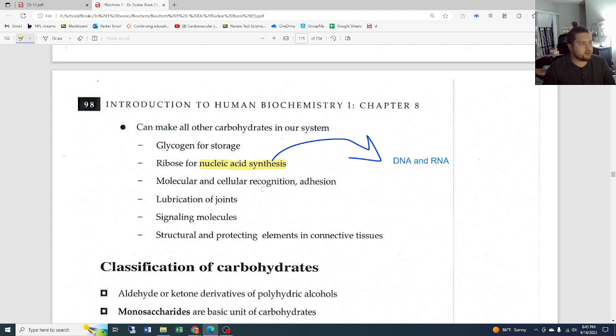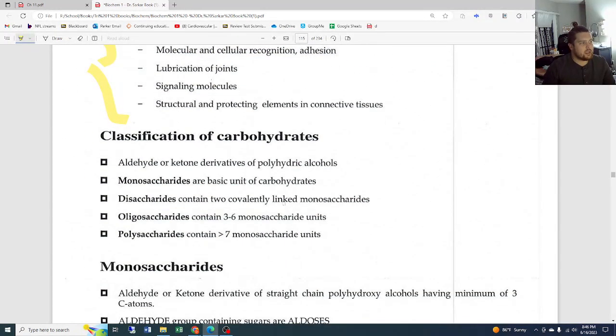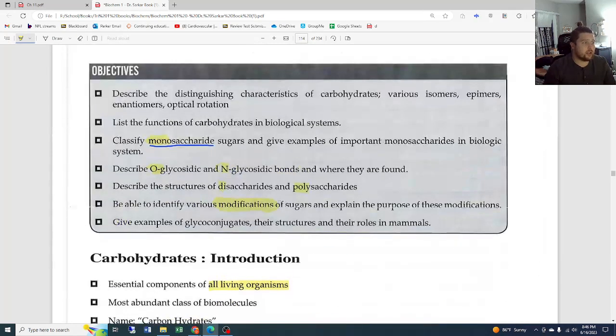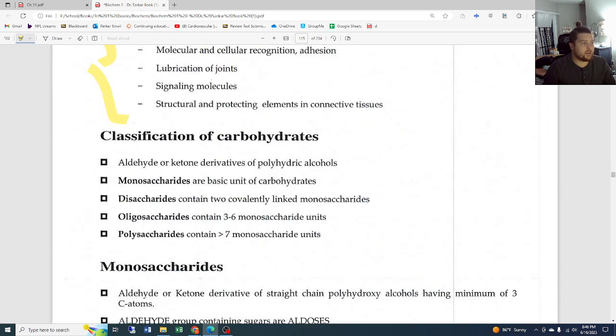Molecular and cellular recognition, adhesion, lubrication of joints, signaling molecules, structural and protecting elements in connective tissues. So glucose can be used to make all these other carbohydrates. All of these are jobs of carbohydrates. Classification of carbohydrates. This is actually going to correct something I said a little bit earlier. If you took a note, let's correct it down here, correct it back up here. So we have aldehyde or ketone derivatives of polyhydric alcohols as one type of carbohydrate.